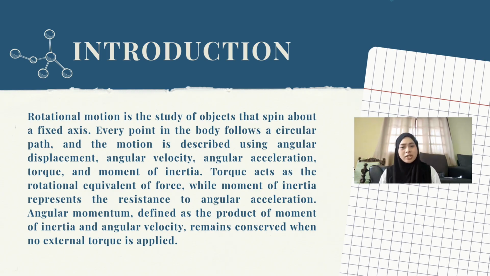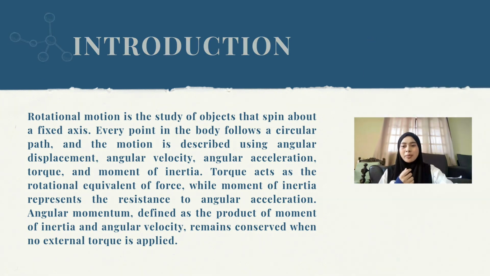Meanwhile, moment of inertia represents an object's resistance to change in its rotational motion. Another important concept is angular momentum, which is the product of moment of inertia and angular velocity. According to the law of conservation of angular momentum, it remains constant when no external torque acts on the system.